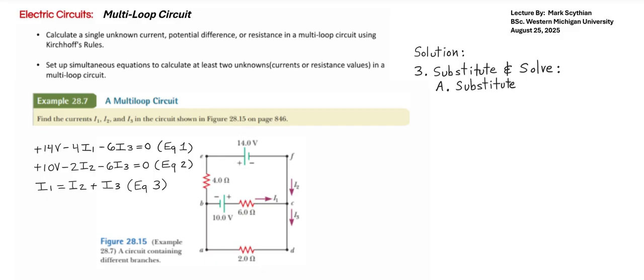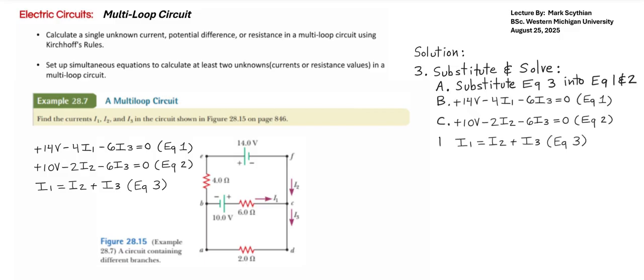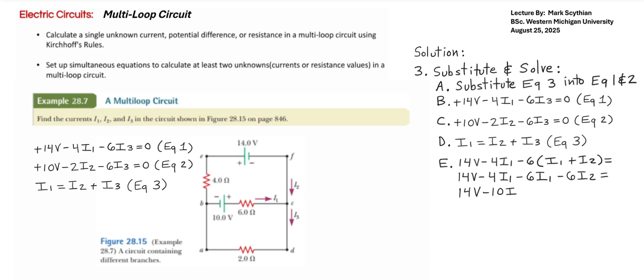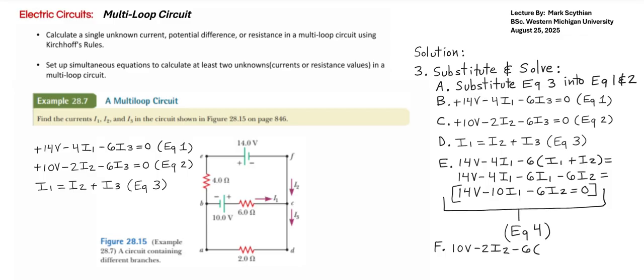Next is to substitute and solve. So we can substitute equation 3 into equations 1 and 2. So we bring 1, 2, and 3 back. And then we write the equation 14 volts minus 4 I1 minus 6 times the quantity I1 plus I2. And then we can simplify that into 14 volts minus 4 times I1 minus 6 times I1 minus 6 times I2. So then we write equation 4, which is 14 minus 10 I1 minus 6 I2 is equal to 0.